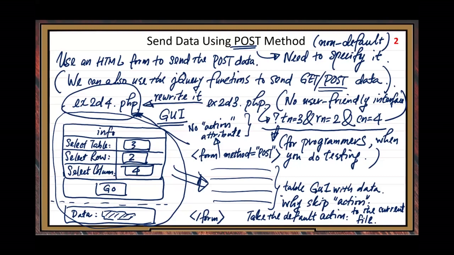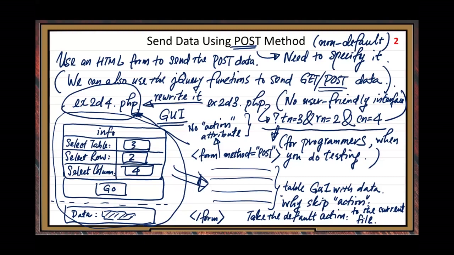I'll show you. Last time I showed you we extract data from the GET part. This time we will extract from the POST part. We just change from GET to POST, the same way. You will see easily.